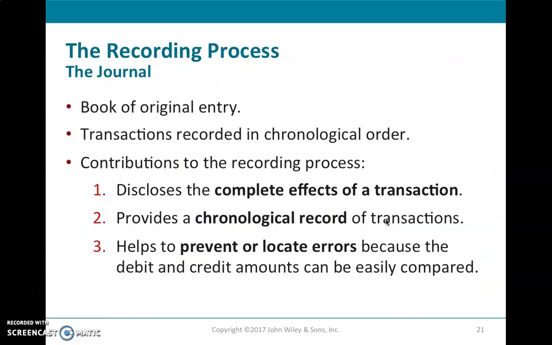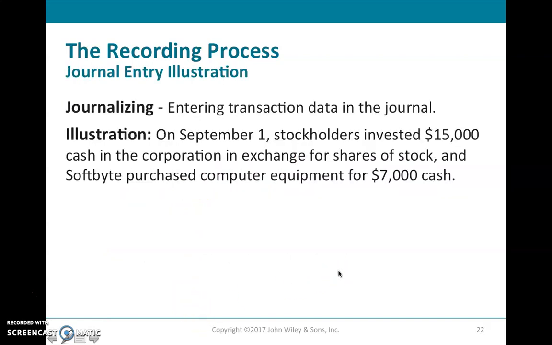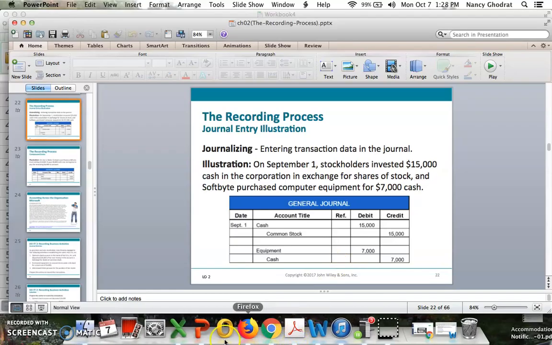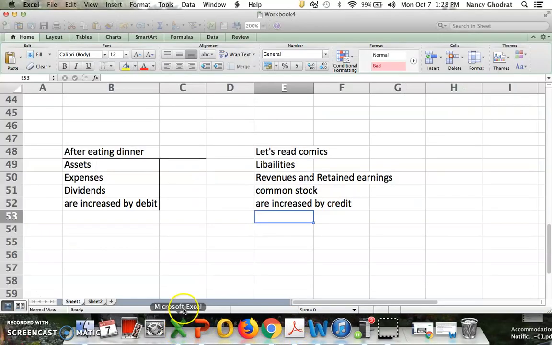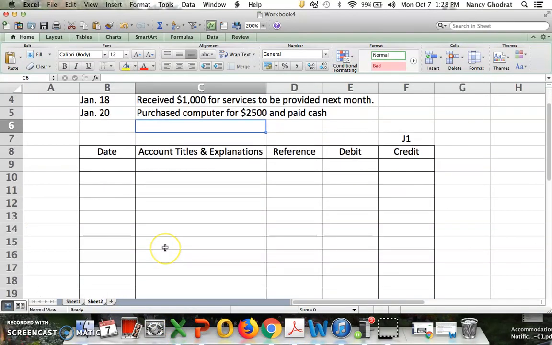So let's go over the definition of general journal. It's a book of original entry, meaning entries are originally entered into this document. And the reason for using it is the 3 reasons written on this slide. Now, what does it look like? The general journal looks like this.